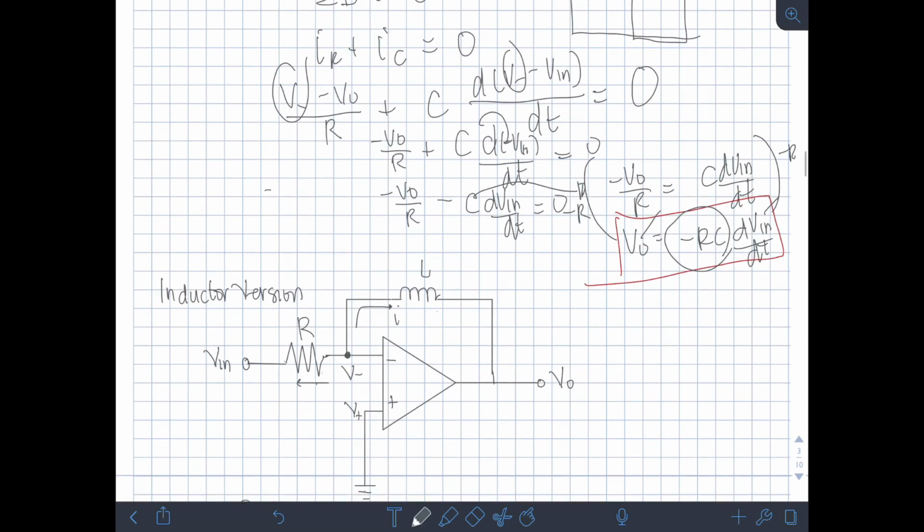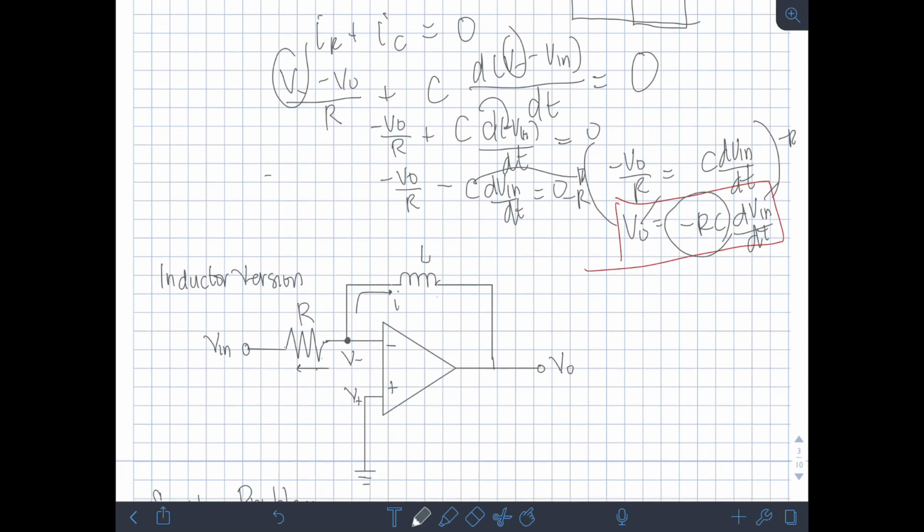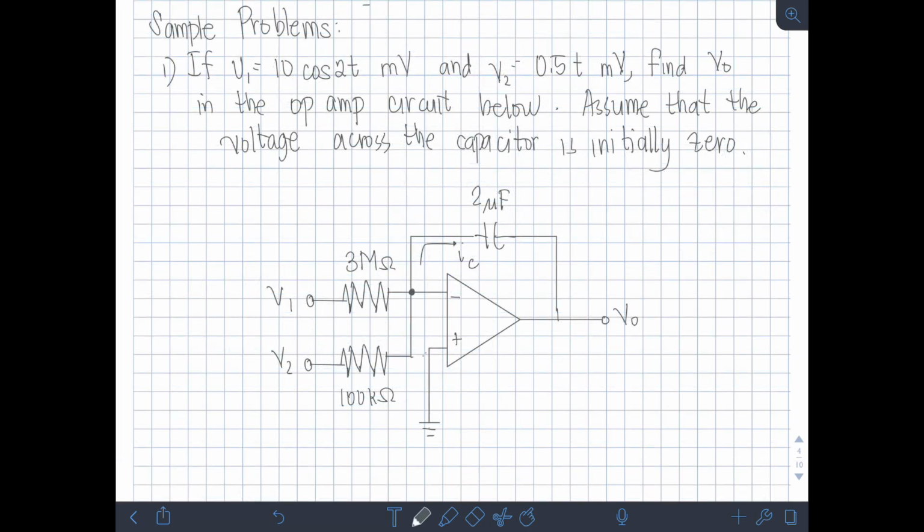Okay? By the way, ito pala yung inductor version natin for differentiator. This time, yung feedback passive element natin ay yung inductor L at yung input element natin ay resistor. Okay? Now, let's solve some examples to illustrate the formula that we have derived for the differentiator and integrator op-amp circuits.